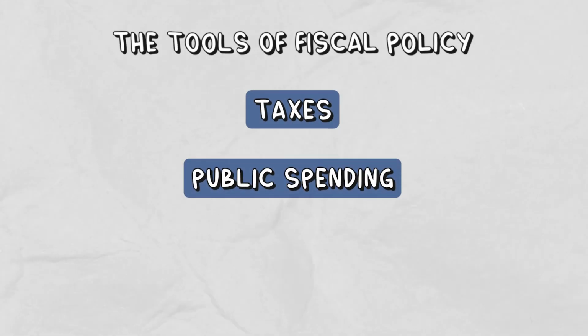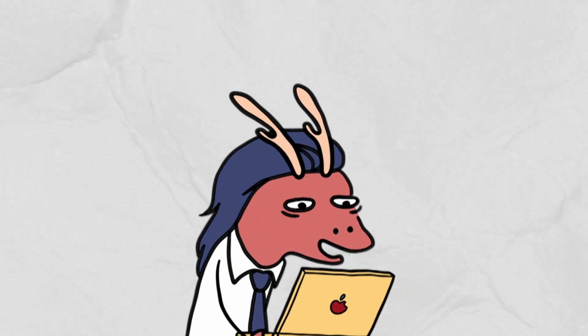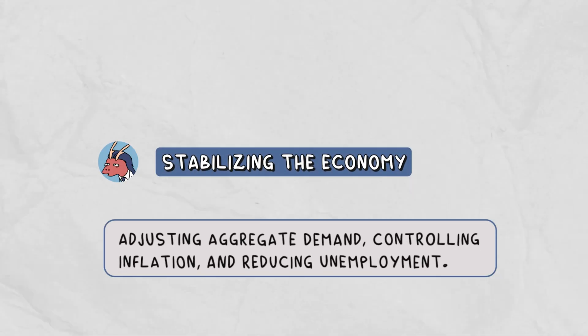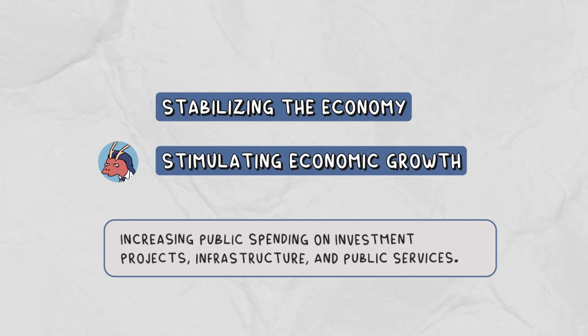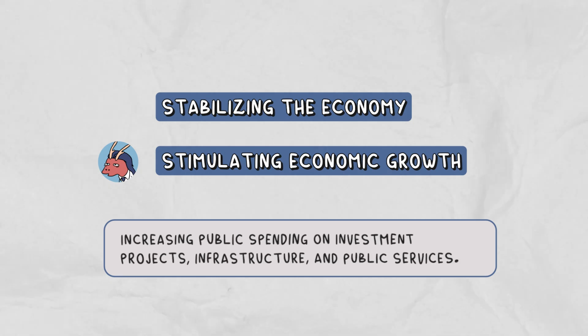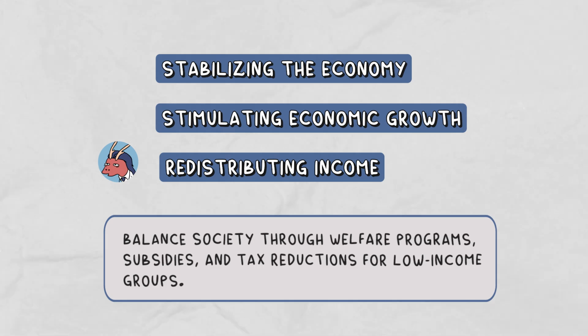The tools of fiscal policy include taxes, public spending, and budget deficits or surpluses. These are used for purposes such as stabilizing the economy by adjusting aggregate demand, controlling inflation, and reducing unemployment; stimulating economic growth by increasing public spending on investment projects, infrastructure, and public services; and redistributing income to balance society through welfare programs, subsidies, and tax reductions for low-income groups.